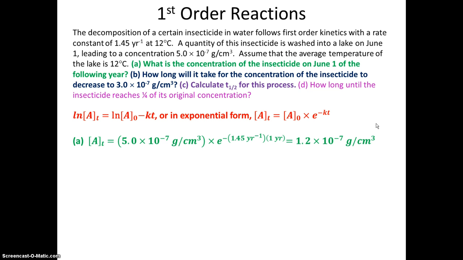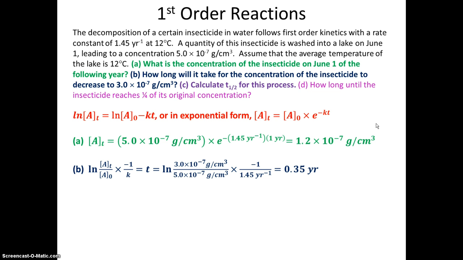The next part of the question wants to know how long it will take until we decrease to 3 times 10 to the minus 7 grams per cubic centimeter. I don't know, maybe they're interested in this because this is a safe level for fishing or a safe level for swimming, whatever, but we can tell them that. We rearrange our equation to solve for t as shown below. We're using the natural log form, and so natural log of A(t) over A naught times negative 1 over k equals t. Sub in the appropriate values: natural log of 3/5 times 1 over the rate constant tells me it takes about 0.35 years for this to happen. So until we get to that threshold, it's not very long.